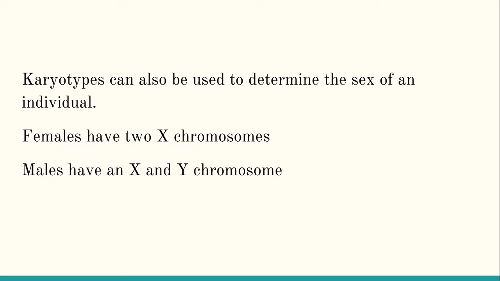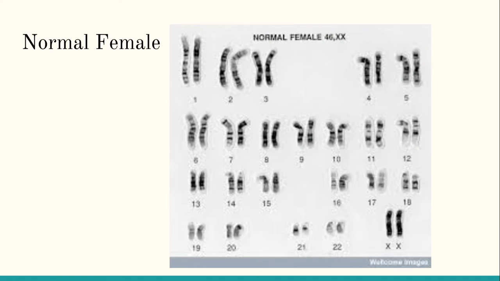We can also use a karyotype to determine the sex of an individual. In females, there will be 2 X chromosomes, and males will have an X and a Y. So here's a normal female karyotype. Some karyotypes, you may also note, will have a number and then 2 letters. This number represents the number of individual chromosomes. Again, normal for humans is 46. And then these 2 letters tell us the sex chromosomes. In this case, XX, and we see those down here.